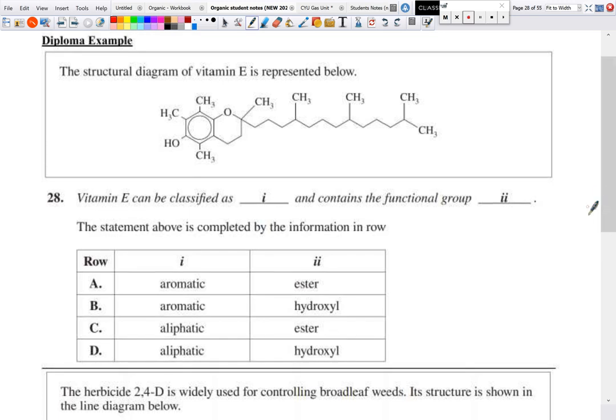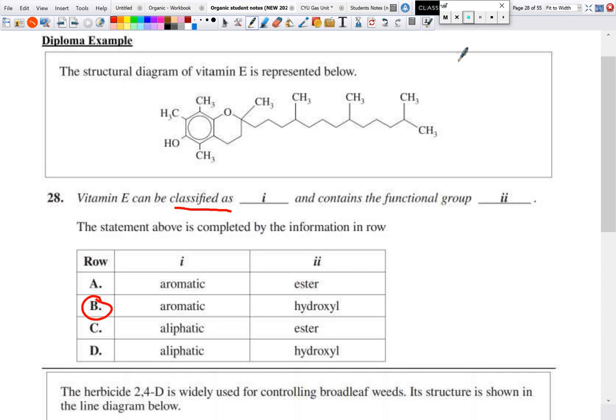Same thing, just pause the video and try to get the answer, and then I'll put the answer out very shortly. When we look at this one here, we have a structural diagram for vitamin E represented below. So obviously this is massive. We are not expected to name this, but when we look at it, vitamin E can be classified as what type of organic compound, and it contains what functional group. All right, so if you want to pause and guess the answer, you can, but the answer is coming up in a few seconds.